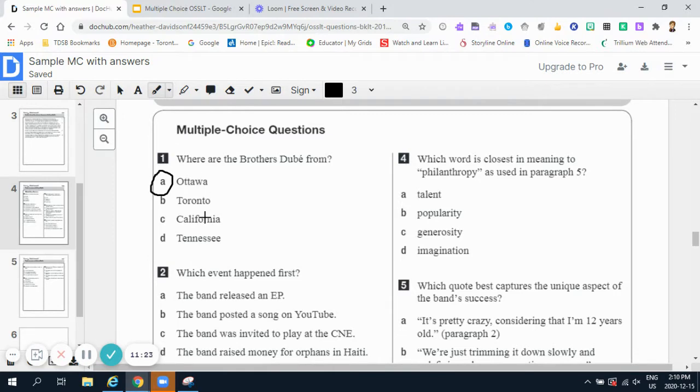But one of my other strategies was to make sure I read through it. So, okay, no, it's not Toronto, not California, not Tennessee. But this is directly stated. I know this answer. Okay. Number 2.